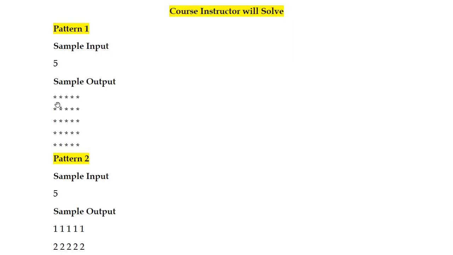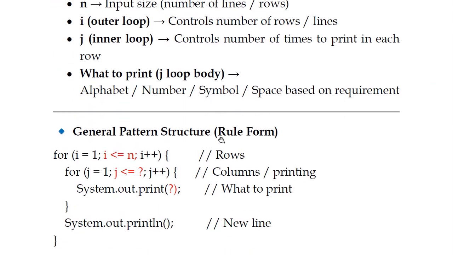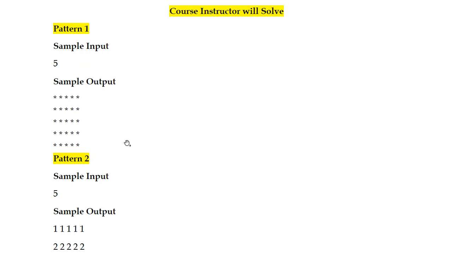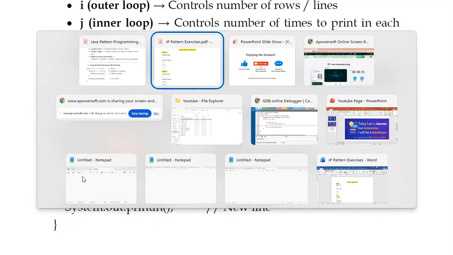After that, in each and every line, what you are printing, as per our rule, is the j loop body: alphabet or number or space, whatever it is. What I'm printing is the asterisk symbol, star. So place this star here, place this star here. Now it will be printed.